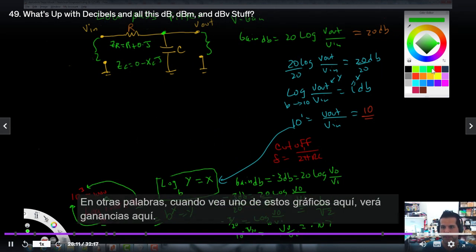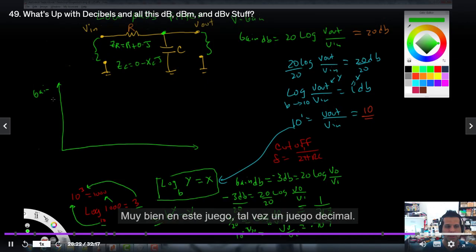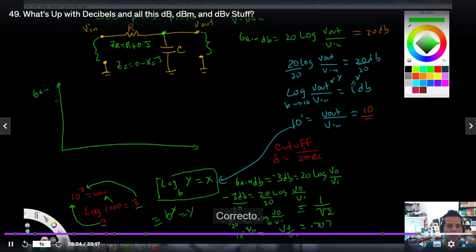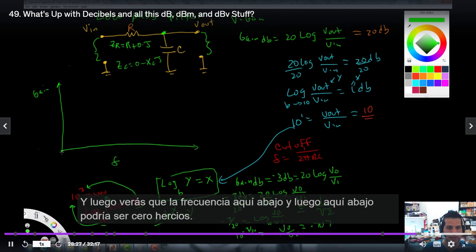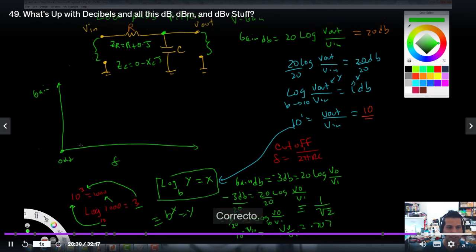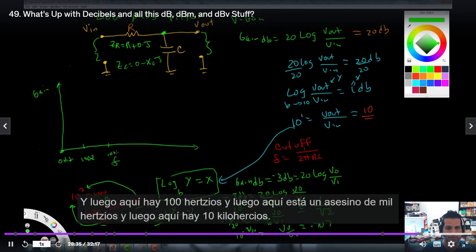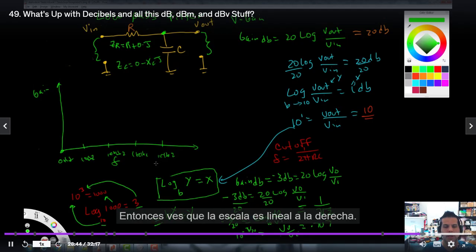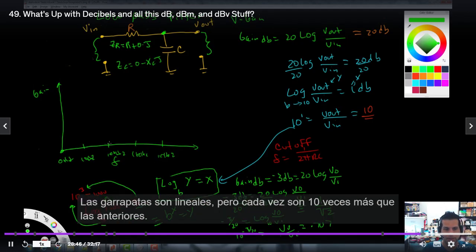So in other words, when you see one of these graphs, you'll see gain up here, and this gain may just be a decimal gain. Then you'll see frequency down here, and down here might be 0 hertz, and then here's 10 hertz, and then 100 hertz, and then 1,000 hertz, 1 kilohertz, and then 10 kilohertz. So you see, the scale is linear. The ticks are linear, but each time they're 10 times more than the previous.